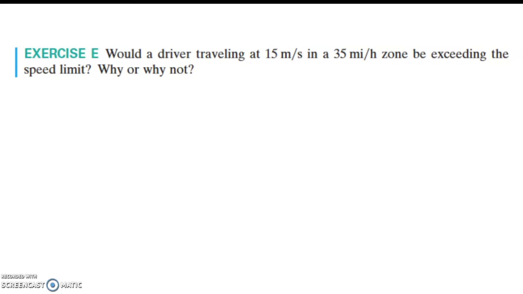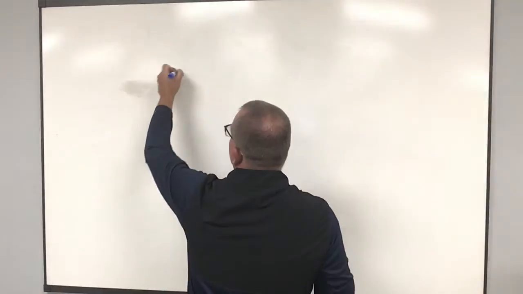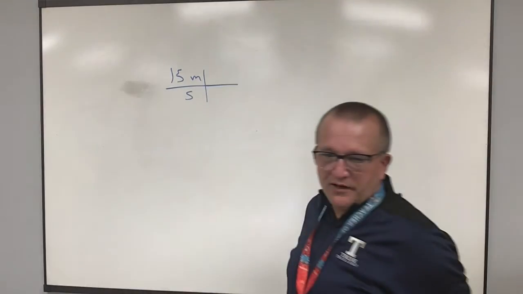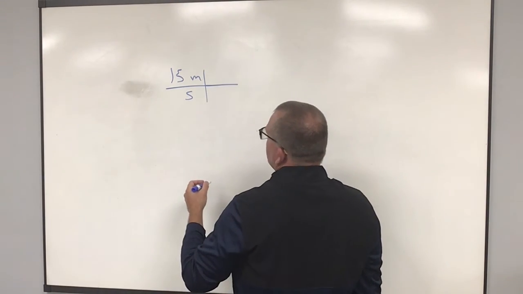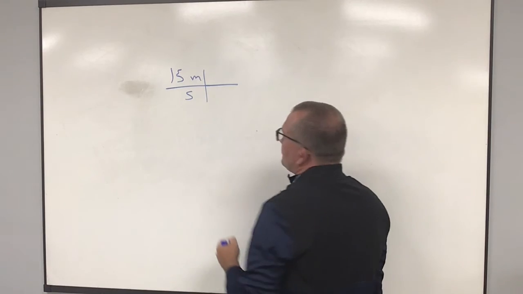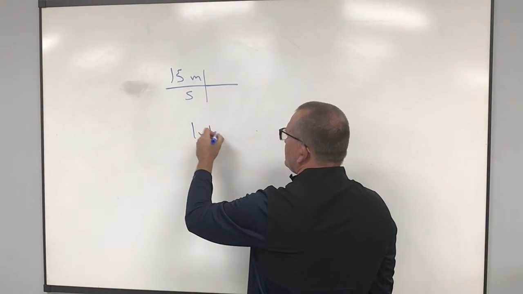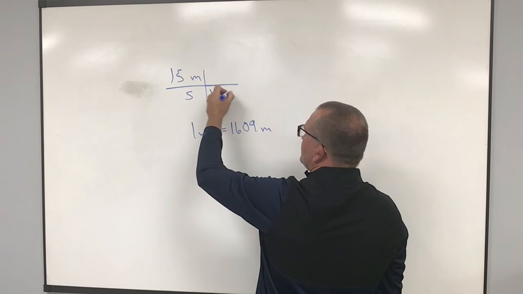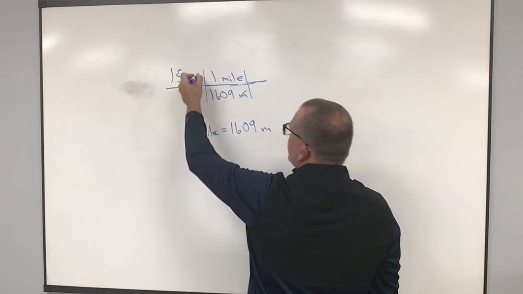And the fifth problem is this one. All right, lastly, we have somebody traveling 15 meters per second. And we want to convert that to miles per hour. Okay, so we want to go from meters to miles. We talked about that earlier. 1 mile is 1,609 meters. So I go 1,609 meters to 1 mile. And that converts meters to miles.